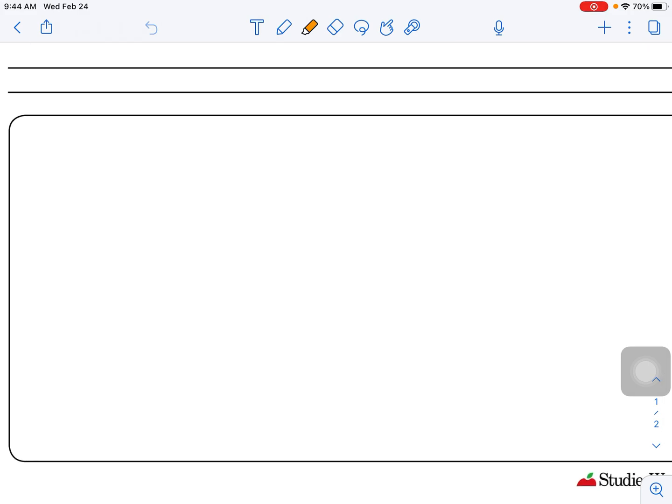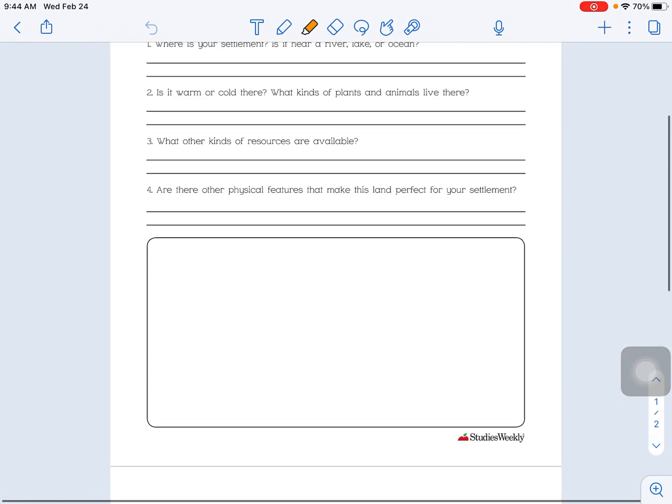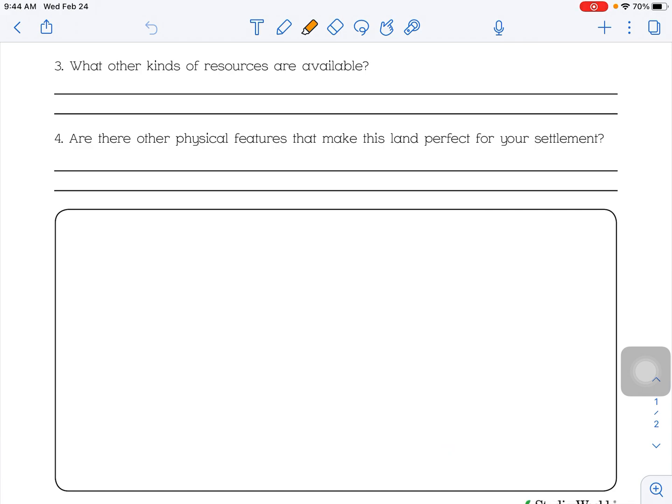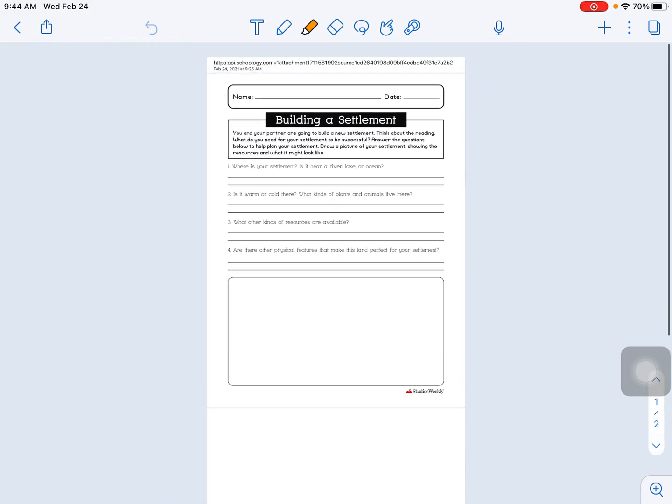And then lastly, you will draw your picture here of what your settlement looks like. Make sure that you are using color and different types of color for your picture here. Try to make it detailed. If you want to print out this paper instead, you are more than welcome to. So then you can create your picture with markers or crayons or colored pencils, what you have at home. But it's okay if you don't have that, you can do it right in Notability.